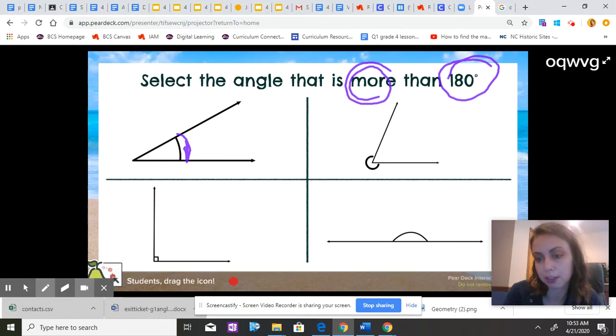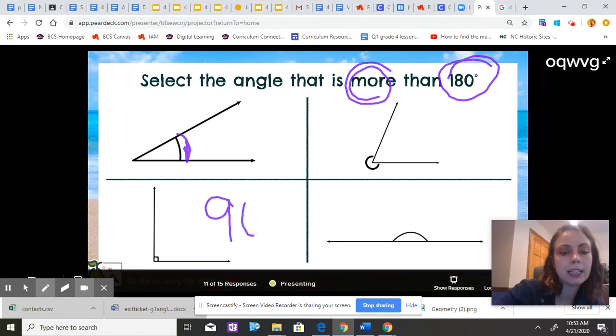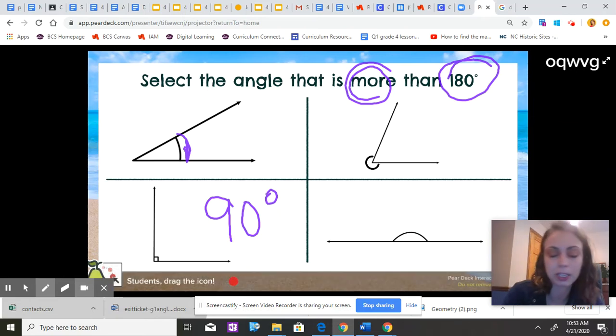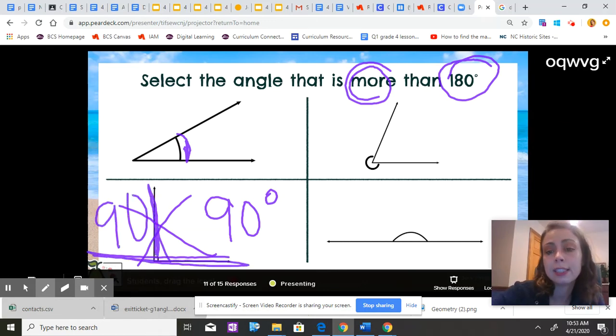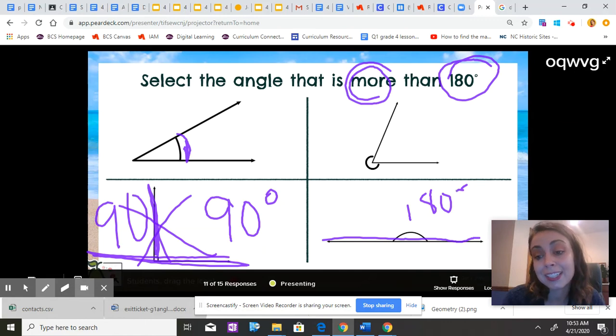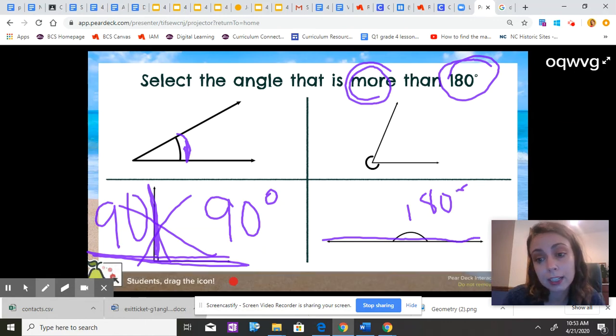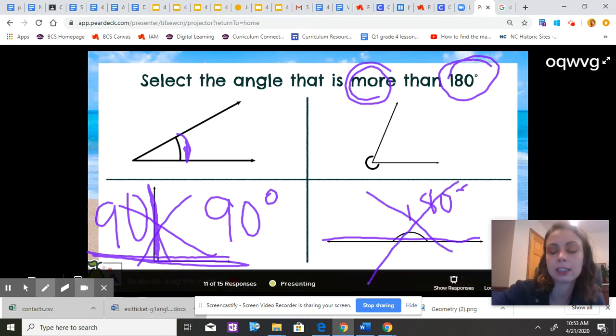181, 182, 183, 200 is more than 180. This one is 90 degrees. 90 degrees, again, is not more than 180. It is half of 180. Not that one. See, 180 is a straight line, and 90 is halfway between that, okay? This is 180. A lot of classmates chose this at first. If it's 180 degrees, is it more than 180 degrees? No, that is not correct.